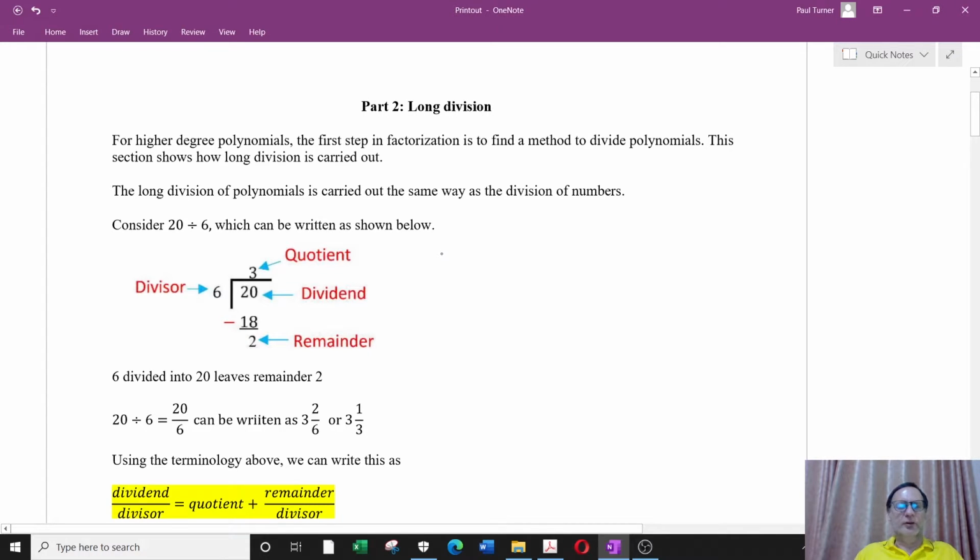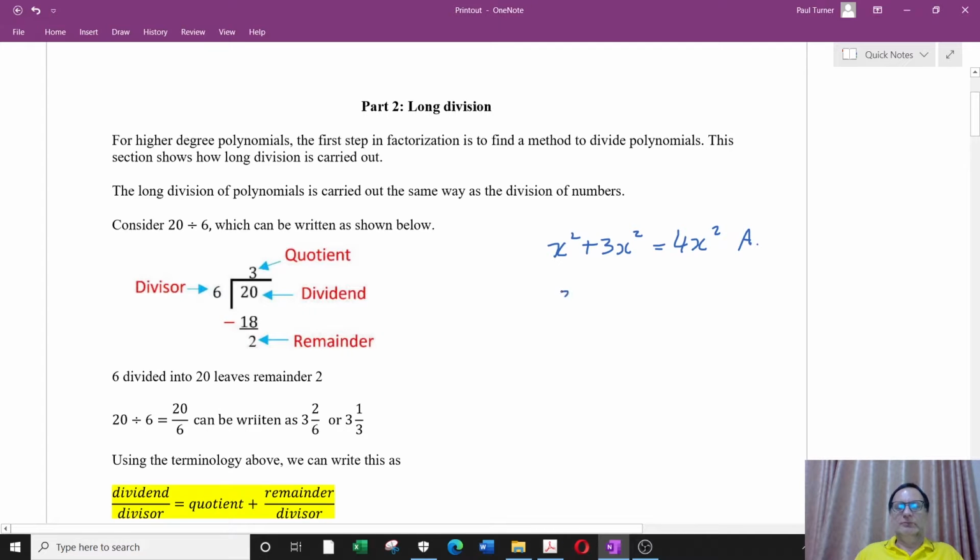Okay, this is part 2, and we're going to deal with long division. Now, you should be familiar already with addition of terms. For example, x squared plus 3x squared. There's 3x squared, 1x squared, we get 4x squared. Okay, so this is your addition.